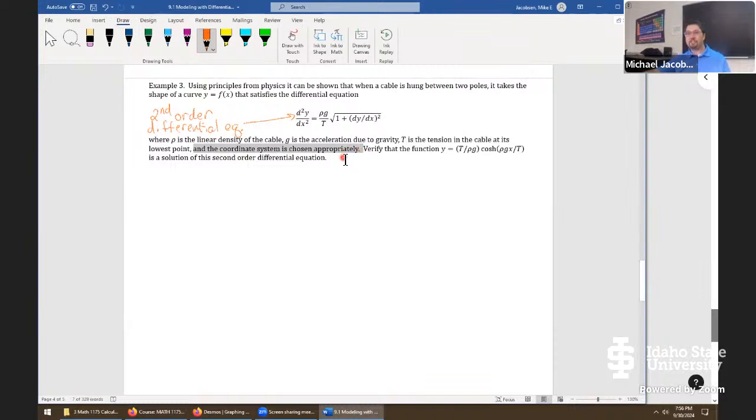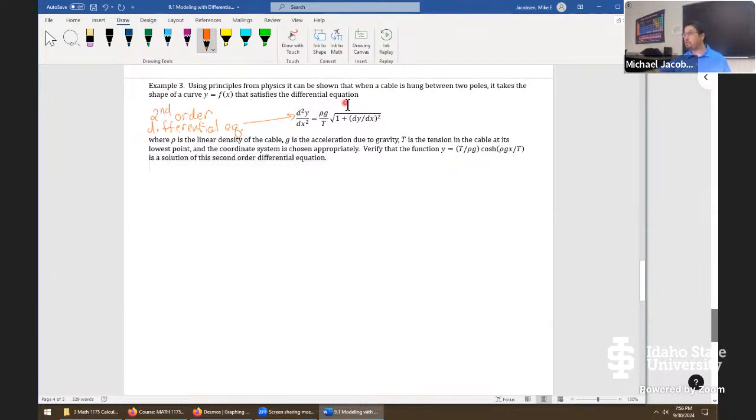The author says, and the coordinate system is chosen appropriately. I have no idea what he means by that, but probably what he means is there's a little bit more physics that goes in the background of this than what meets the eye. So you have to have the right coordinate system for all this to work out, but that's your differential equation. We're being told to verify that the function y equals T divided by rho g, hyperbolic cosine of rho g x divided by T, is a solution to the second order differential equation.